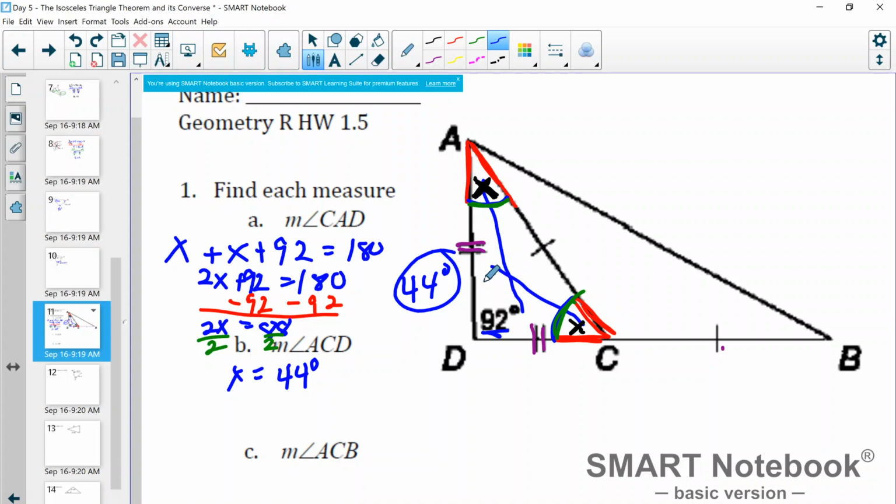Now the next two, we have to figure out angle ACB, which is this angle down here, and ABC, which is this angle here. Now what I want to do is I need to figure out what we have going on. So now that we know what these angles are, I'm going to erase these. Now I'm going to put the angle measurement here.